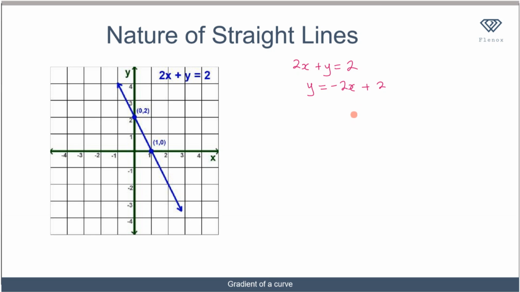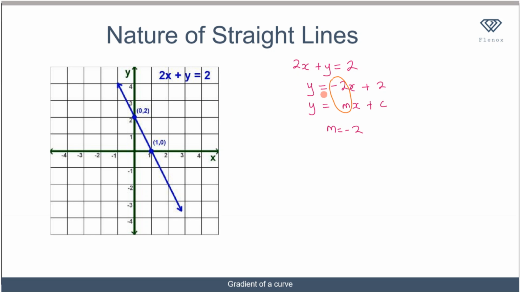Now if you remember our discussion on the equation of a straight line, I told you that the general form of the equation of a straight line is y = mx + c, where m is the slope and c is the intercept. So if I compare these two equations together, I can see that my m is equal to what? Minus 2. So that is visible. My m is minus 2. That means the slope of this line is minus 2.